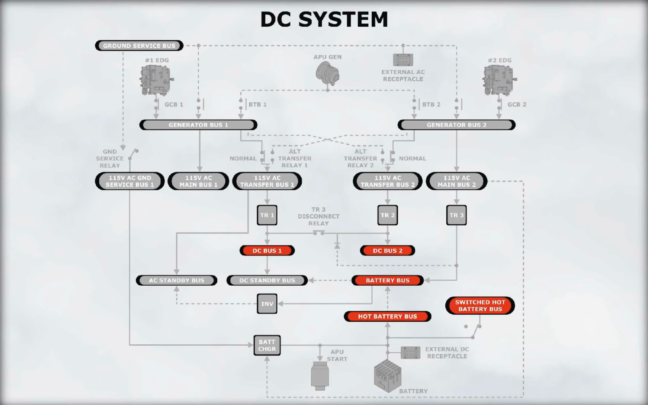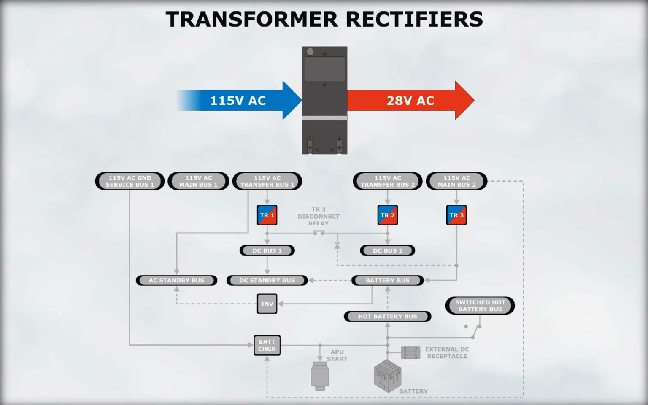Let's look at the DC electrical system now. The DC system is normally powered by a series of transformer rectifiers, or TRs. A TR converts 115-volt AC current into 28-volt DC current.